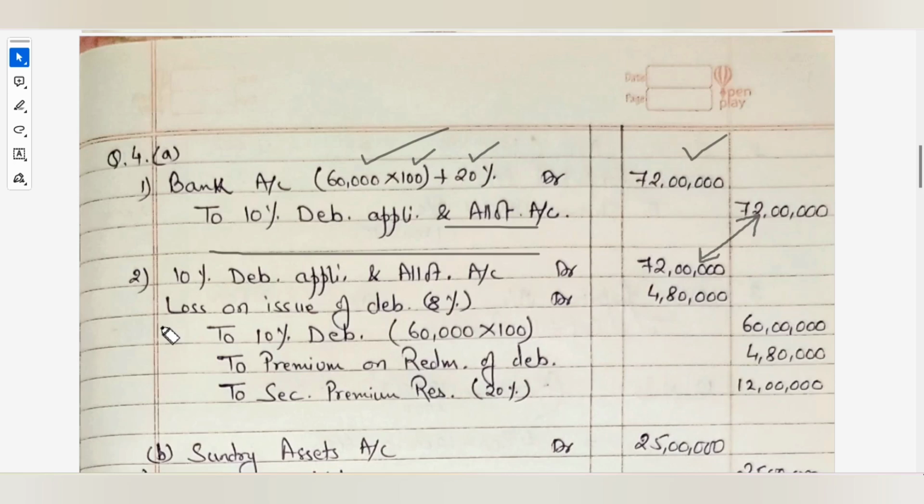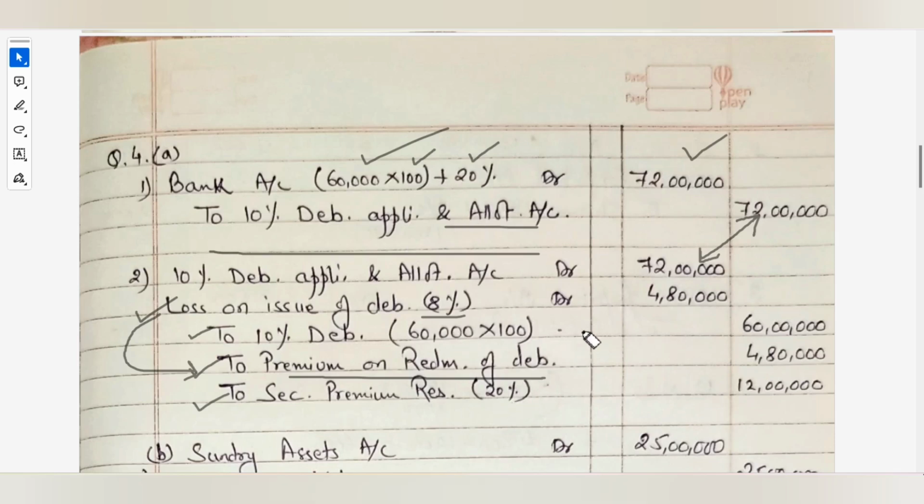And then whenever the debentures are redeemable at a premium, if the question clearly states that the debentures are redeemable at a premium, that means an account will be opened by means of loss on issue of debentures account, which is written here, loss on issue of debentures account debit by rupees 4,80,000, which is equal to 8% of the face value. And then to debentures account, to premium on redemption in lieu of the loss, we always have to open an account that is named premium on redemption of debentures account, and to securities premium reserve account, because the debentures were issued at a premium.